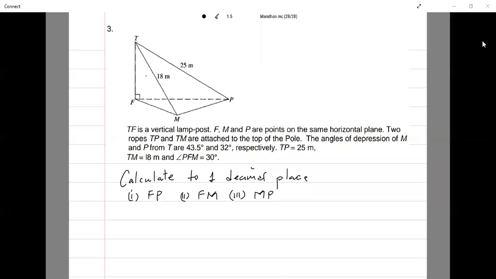All right, so let's do the question. This says TF is a vertical lamppost. F, M, and P are points on the same horizontal plane. And you all remember that the angle between vertical and horizontal is always 90 degrees. So this angle here is 90.